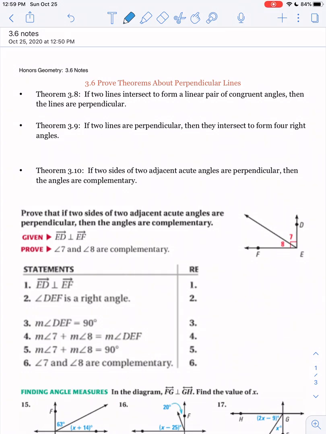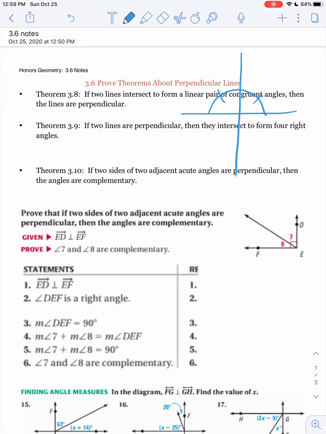This is Honors Geometry Lesson 3.6, Theorems about Perpendicular Lines. First theorem we're going to talk about says if two lines intersect to form a linear pair of congruent angles, then the lines have to be perpendicular. So let me show you what that means. We have a linear pair of angles, that's right here, and they're saying those two angles are congruent.